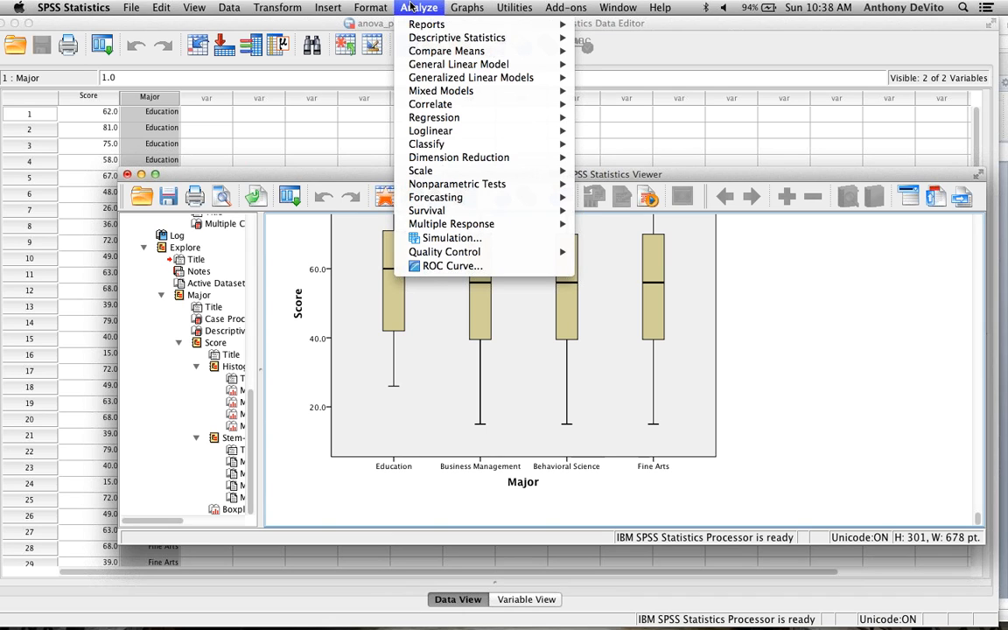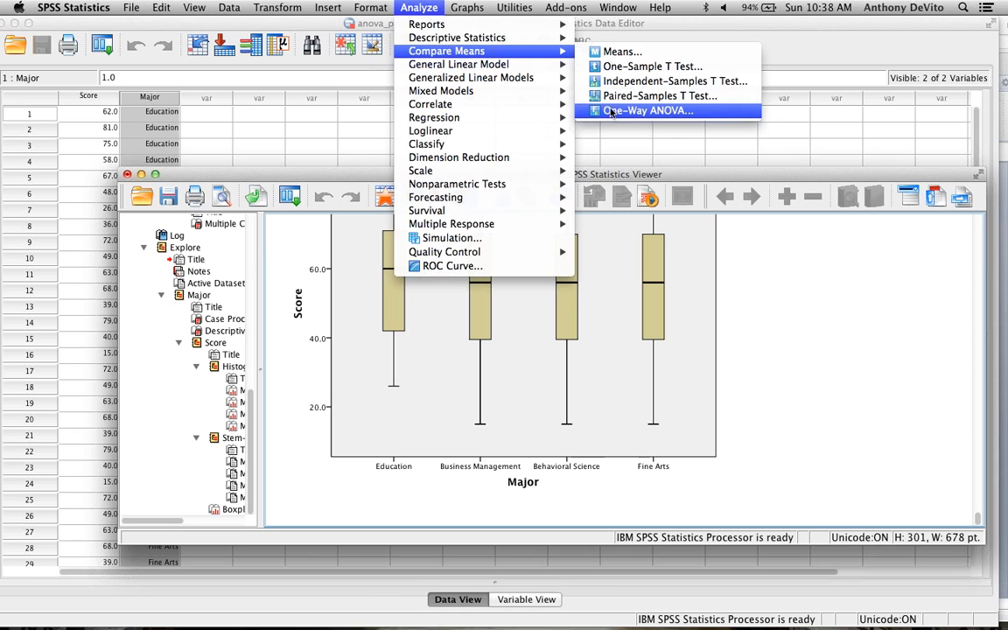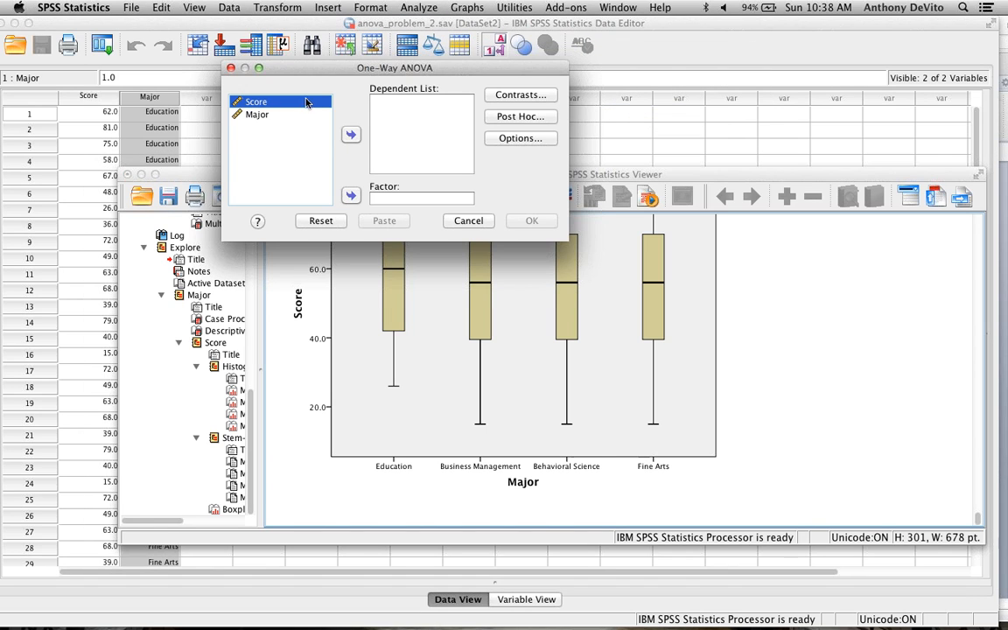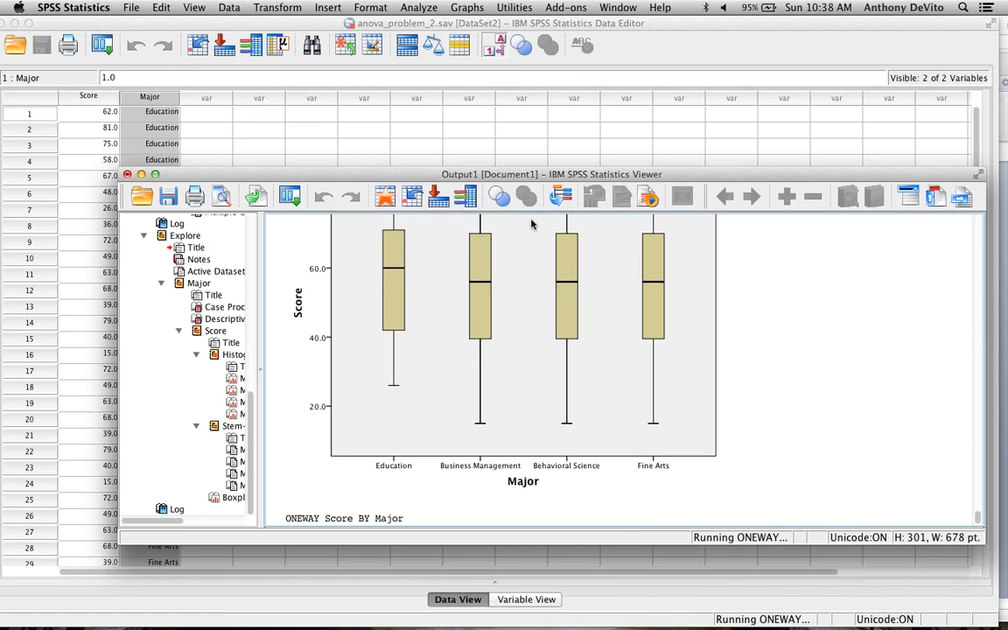So I'm going to go up here to Analyze, Compare Means, One-Way Analysis of Variance. And again, my dependent list is going to be the scores on the test. My factor is going to be the major, the students' majors. Actually, I'm not going to run post hoc tests until I know there's a difference. That would be a bad practice, I think. So I'm going to click OK.